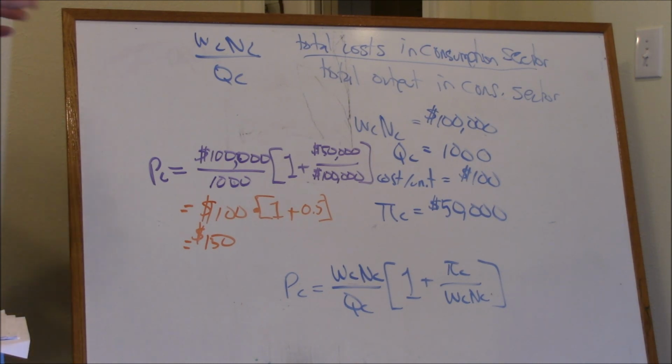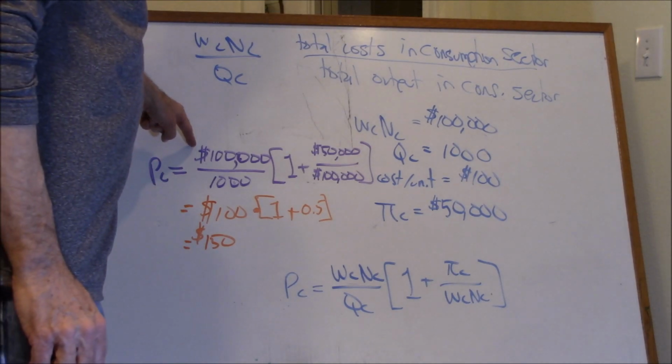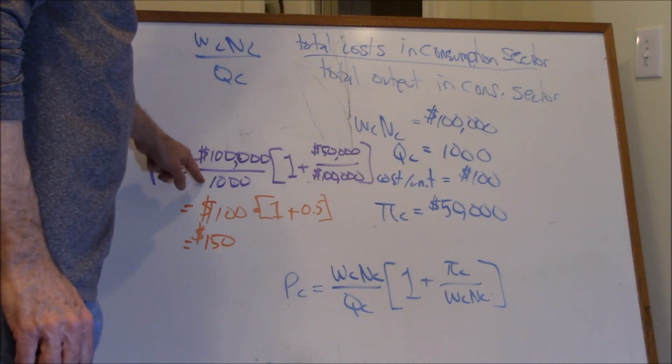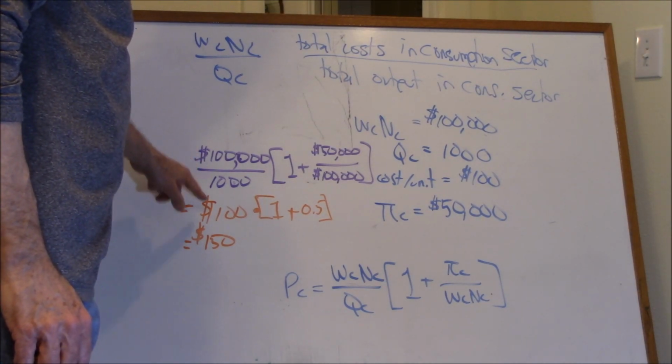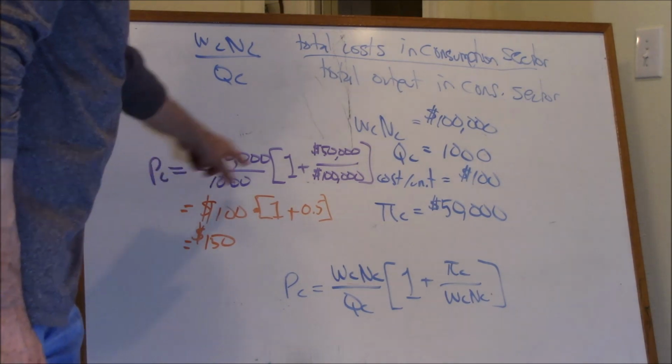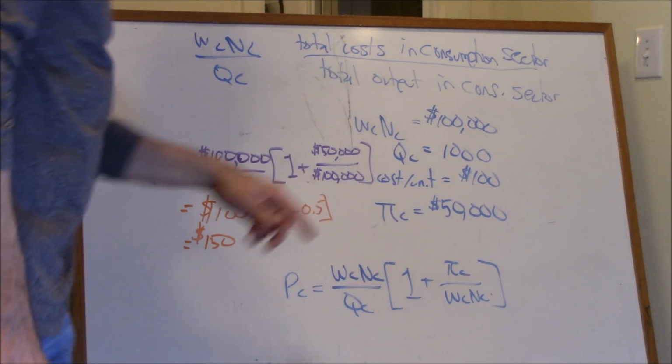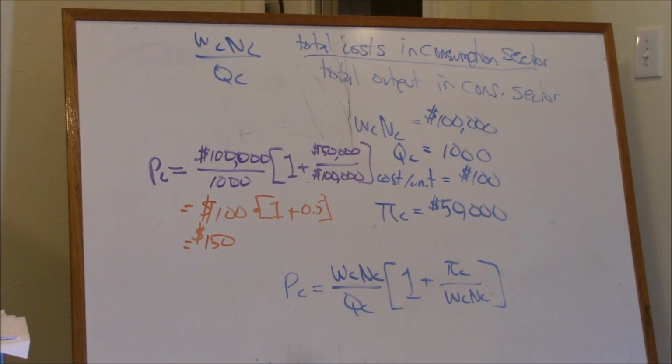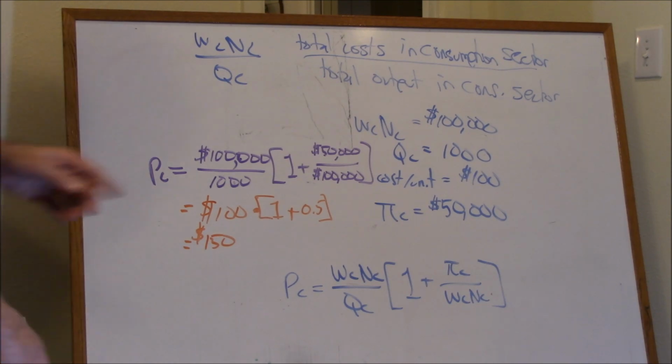So let me go through this again. We've got the total cost of consumption goods sector divided by how much actually was produced. So therefore the average cost was $100. So how much are they going to charge for stuff? What's P sub C going to be? Well, for a start, it's going to be $100, all right? So the first thing they're going to do is make sure they recover what they paid in order to produce these goods and services.